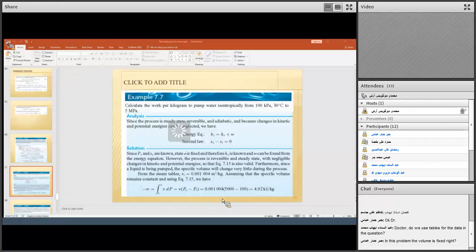Volume is not fixed in this problem. Jabbar, the volume is not constant. The specific volume is constant because of the incompressibility of liquid water. Incompressibility means density or specific volume doesn't vary during this process. All liquids are incompressible. It means that density or specific volume is constant.